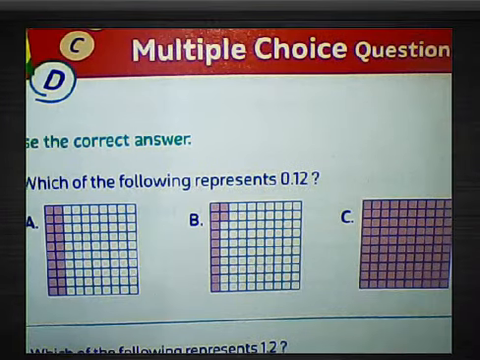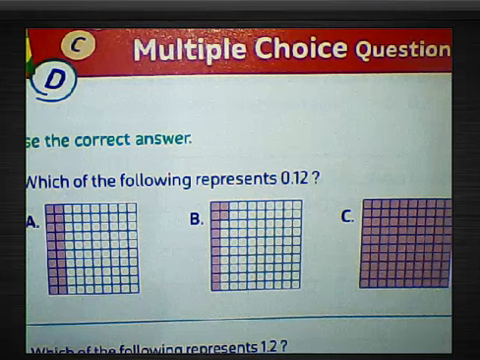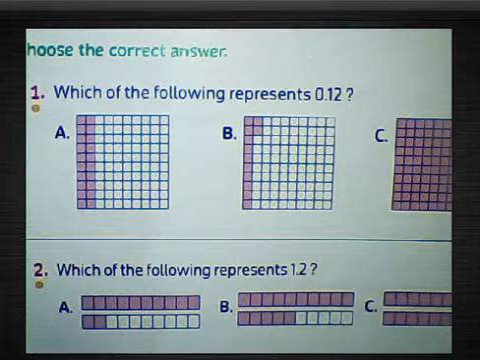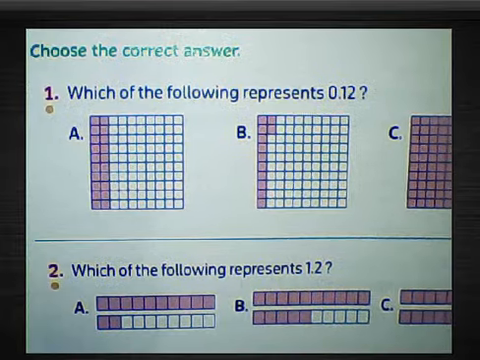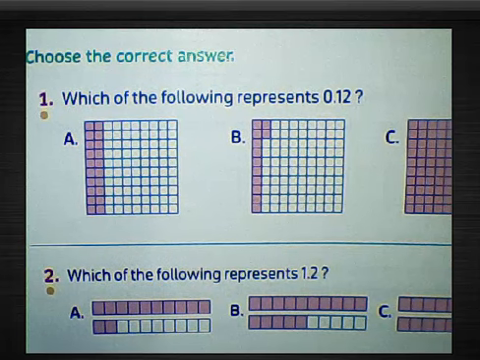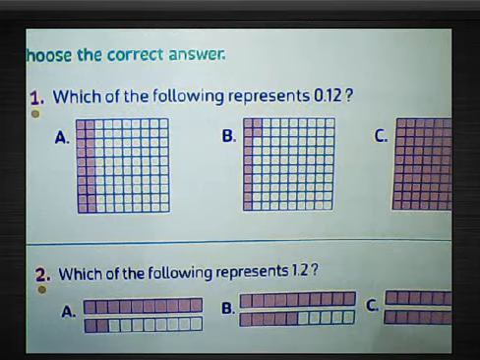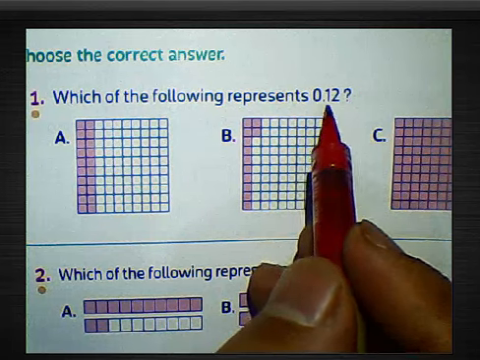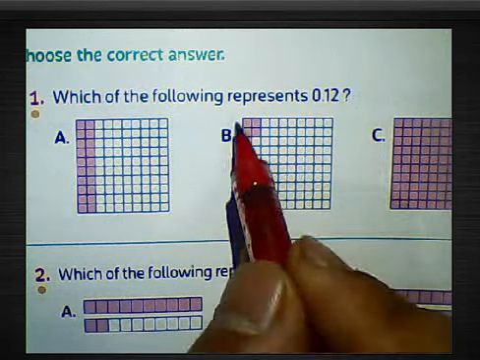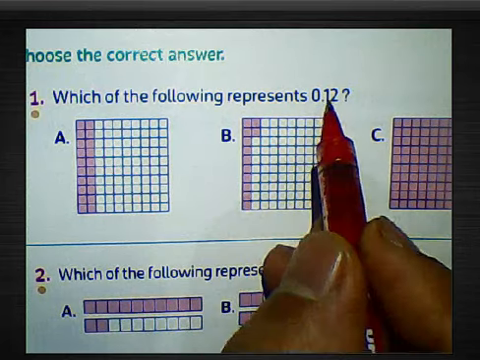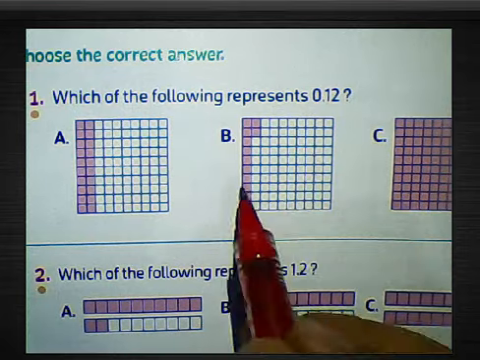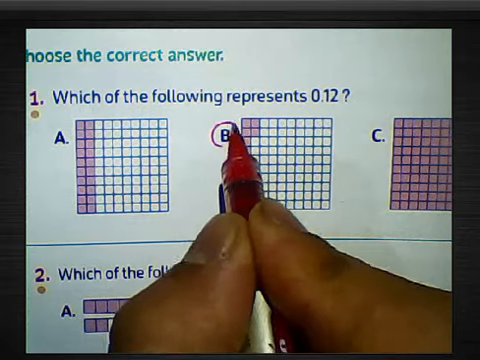Now I will solve page 206 from the Al-Mouasser book, multiple choice questions. Question number 1. Look here and choose the correct answer. Which of the following represents 12 hundredths? We know 1 in tenths, 2 in hundredths. We must color 1 vertical strip here and 2 units for hundredths. So we must choose letter B.